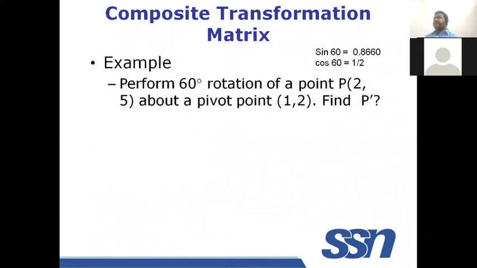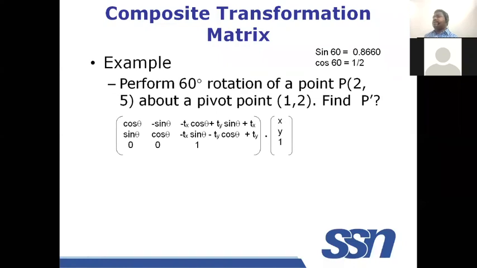Let me give you a very simple example. Perform a 60-degree rotation of a point 2, 5 about a pivot point 1, 2. Okay, so this is the given point 2, 5. It has to be rotated. Here, no data is given whether it is clockwise or anti-clockwise. Unless otherwise specified, you assume the rotation is anti-clockwise. With respect to this point 1, 2, this rotation has to be done.